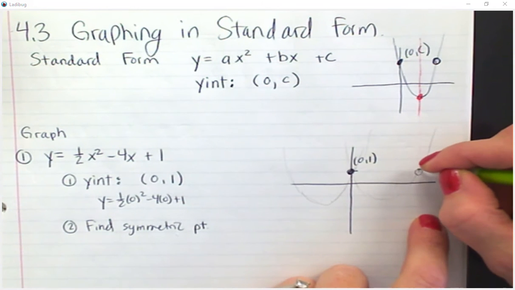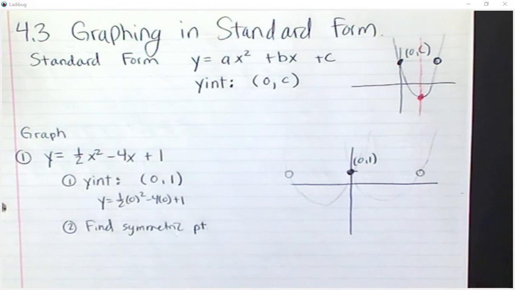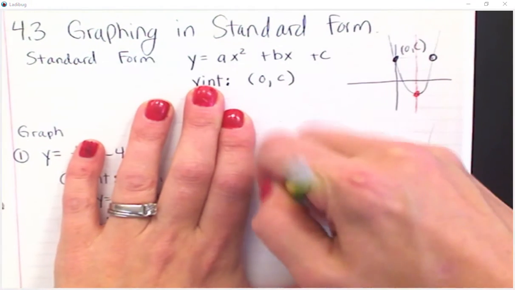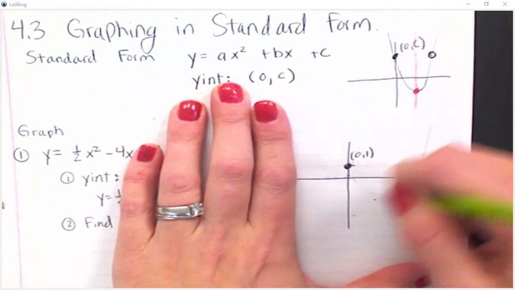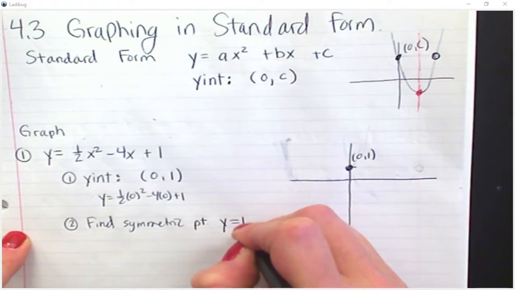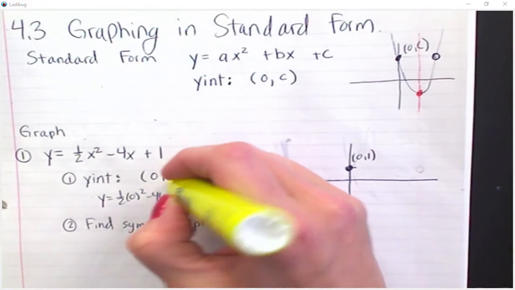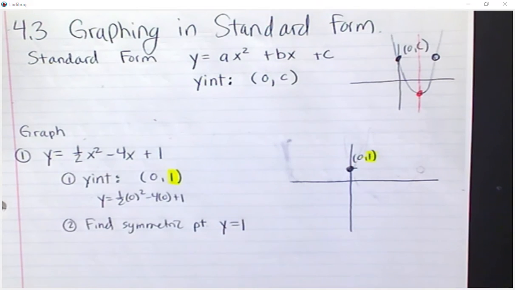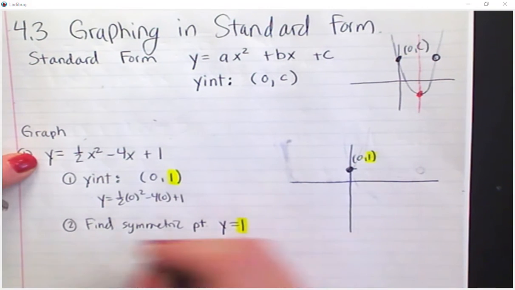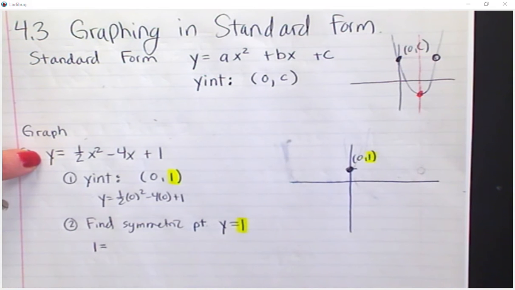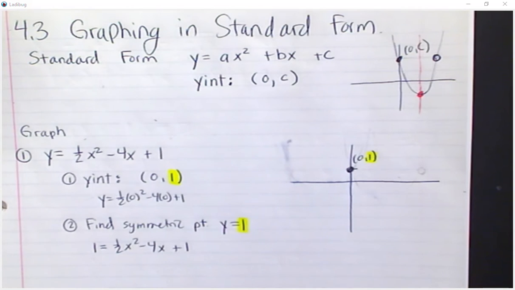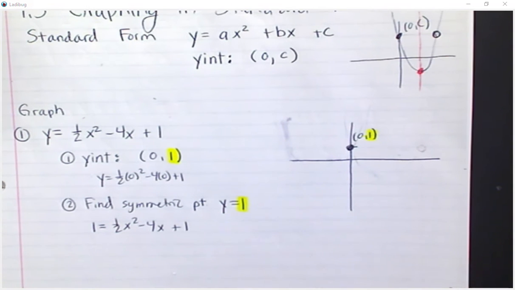I would like to figure out where the other point is. Notice the symmetry. It has the same y coordinate. Okay? So we are going to try to find where that symmetric point is. Okay. Y equals 1. Why am I choosing 1? Because that's the point that I already have on the graph. I'm choosing the y-intercept. So let's substitute 1 for the y coordinate. And solve. Okay, solve this equation.